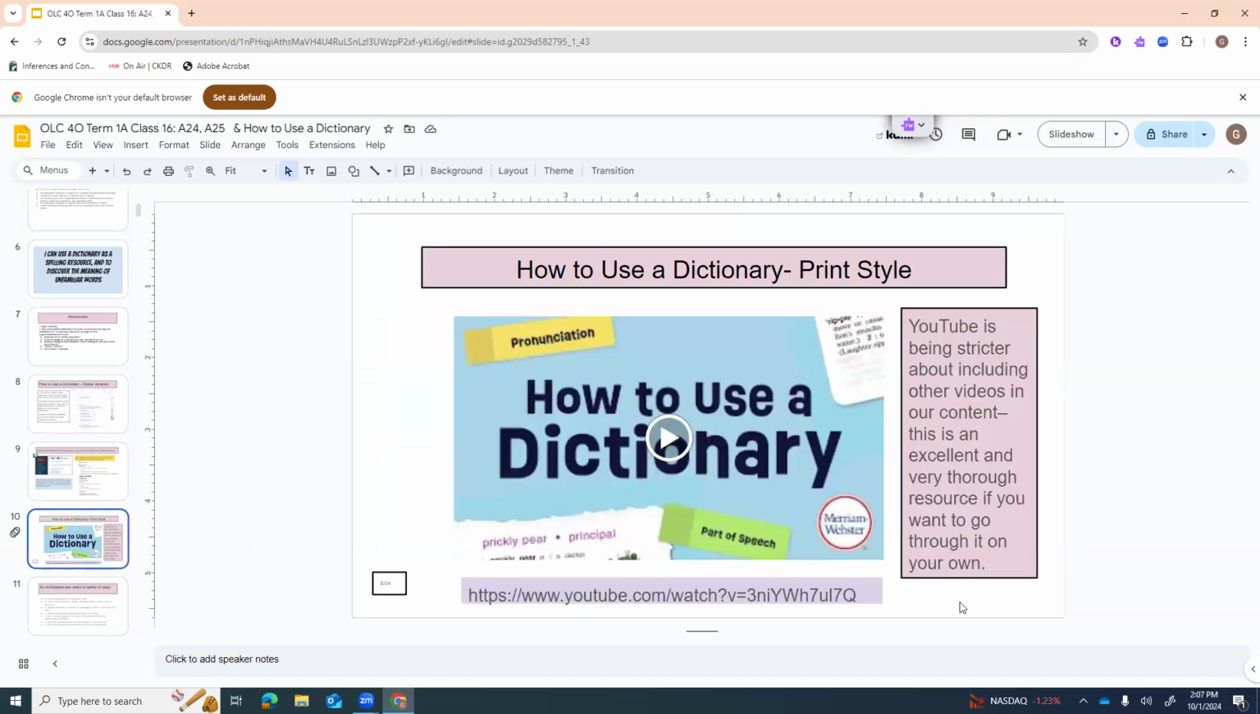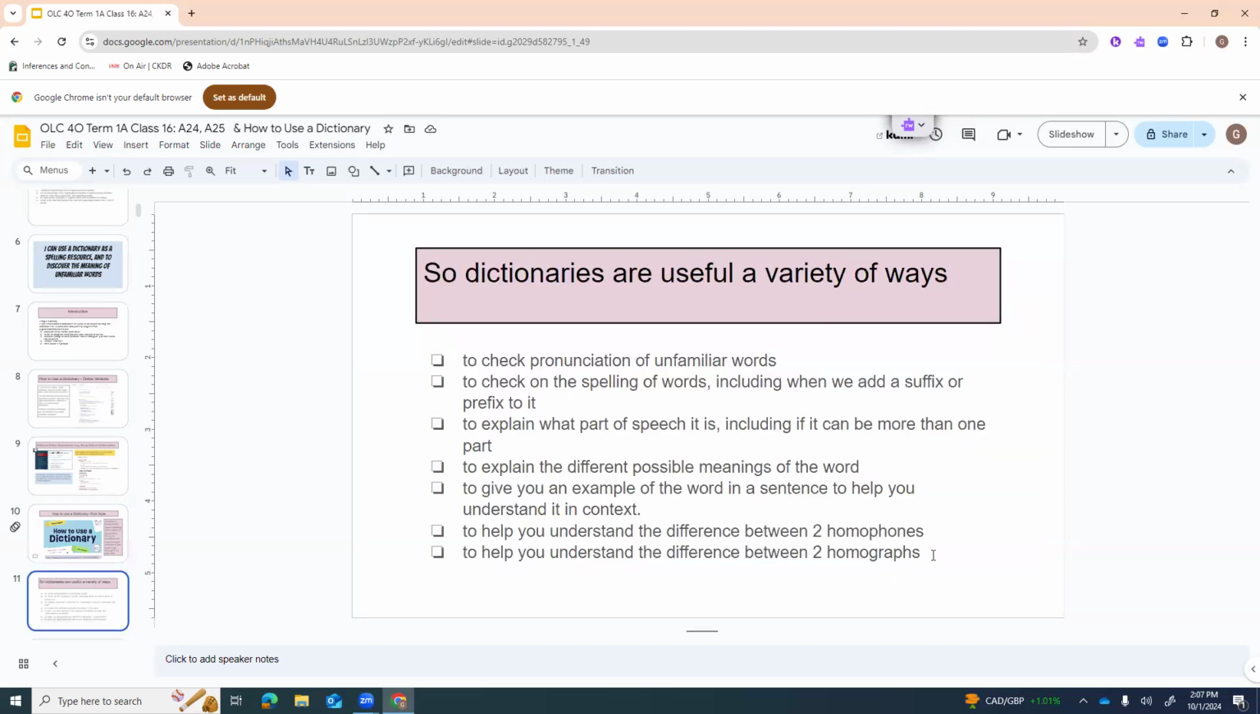So this is a video that talks about dictionaries and the print style. YouTube's being a bit stricter about us including videos in our content, which is too bad because this is a really thorough video on how to use a dictionary, which sounds kind of funny, but it's actually not always super easy for people. And if you decide you want to take a look at this, it's right there. You can look at it on your own. And it's on the Merriam-Webster website. Okay. So I'm going to kind of cover some of the basics that it covers because they're pretty thorough, but we're going to have to skip over the dictionary for now.